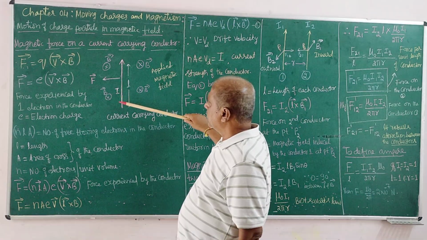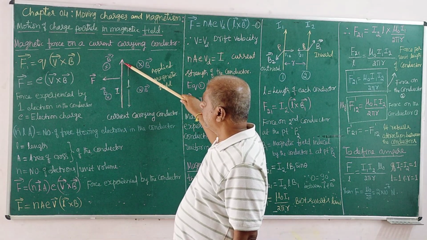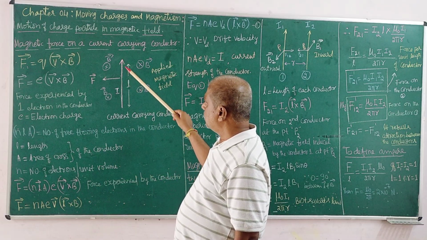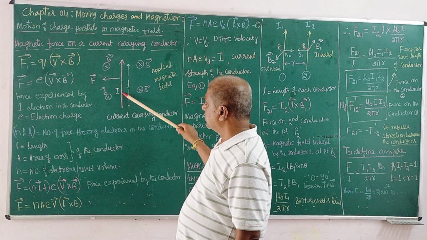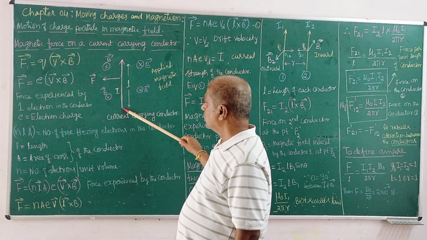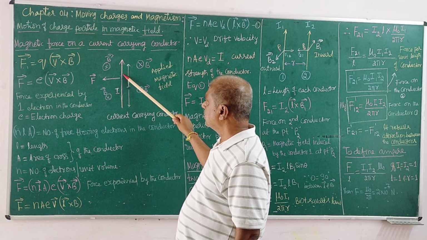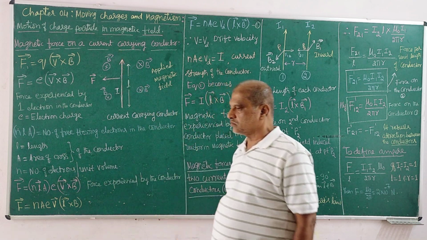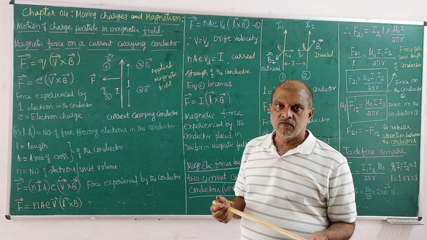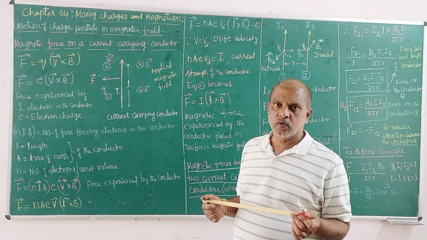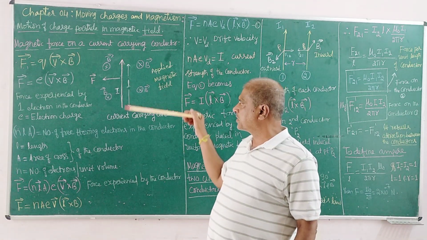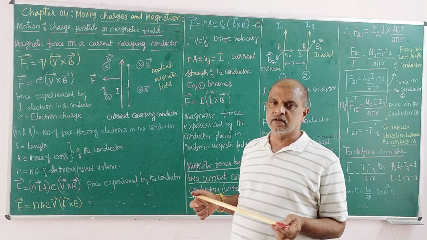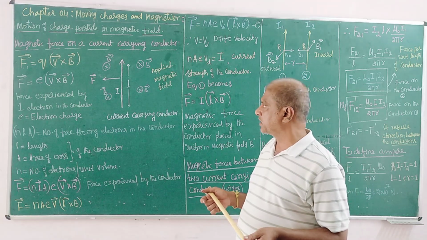Here the conductor shows the direction of the current, the flow of current in the conductor. The electrons flow in the opposite direction of the current. This direction of current also indicates the direction of the flow of the positive charges. The flow of positive charges is similar to electron flow in the opposite direction. They carry the same magnitude but different sign. One is positive, the other is negative.